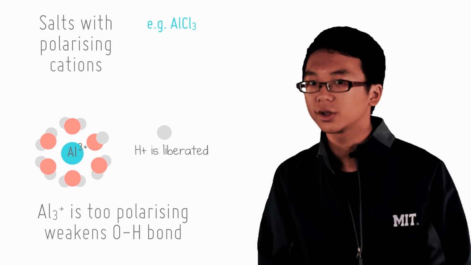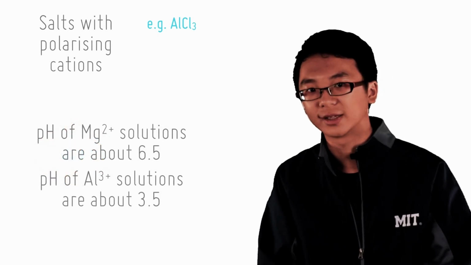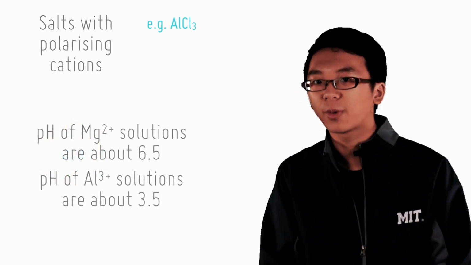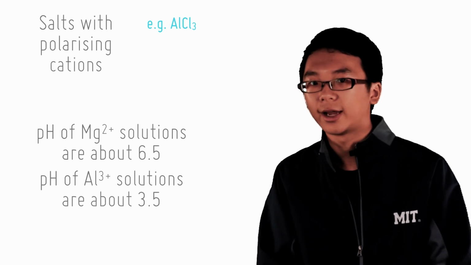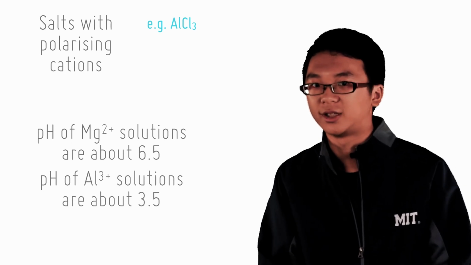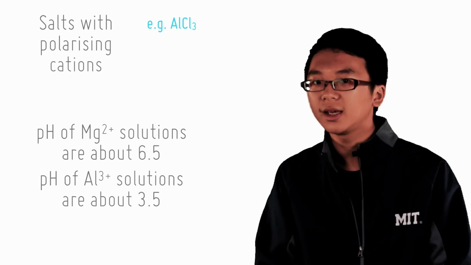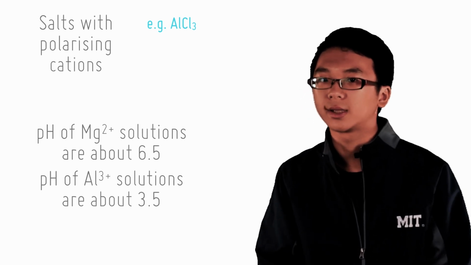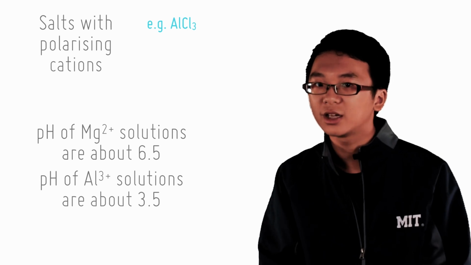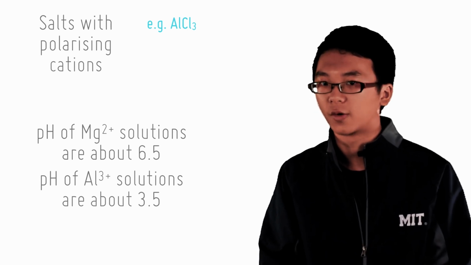The pH of solutions of Mg2+ and Al3+ are generally 6.5 and 3.5 because of this effect. Na+ does not have enough charge density. That's why it does not affect the pH of the solution. So these are the different types of salts and different ways that they affect the pH of the solution when they are dissolved in water.